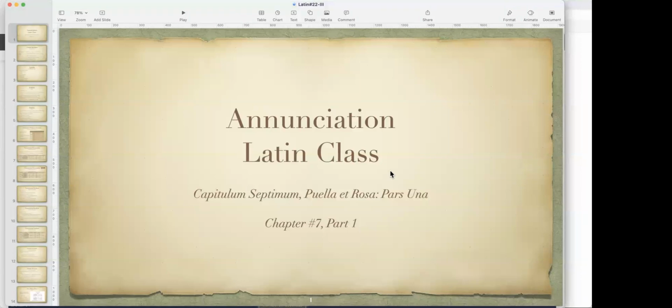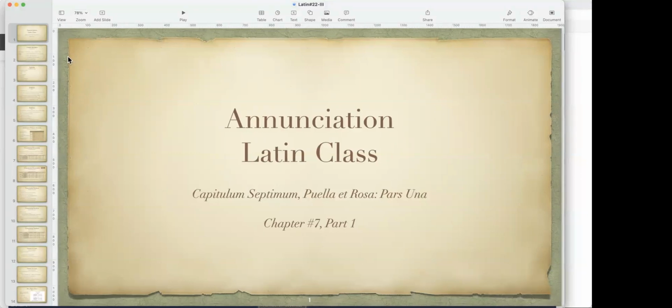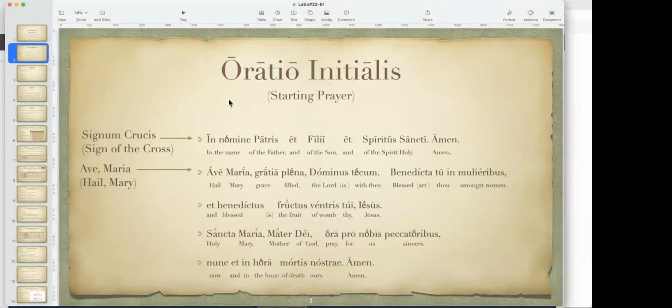Enunciation Latin class. Tonight we start chapter 7, part 1, capitulum septum, pars una, puella et rosa. So let's start with our opening prayer.